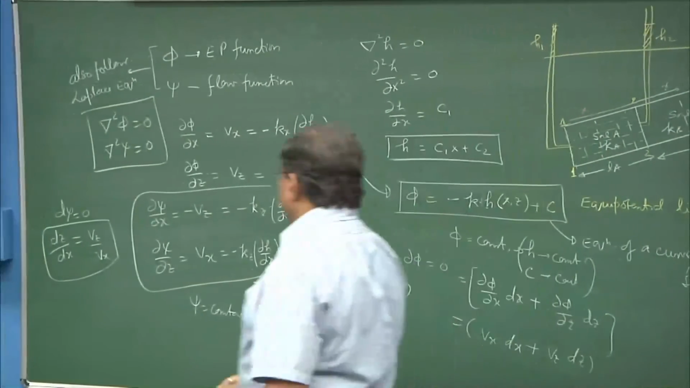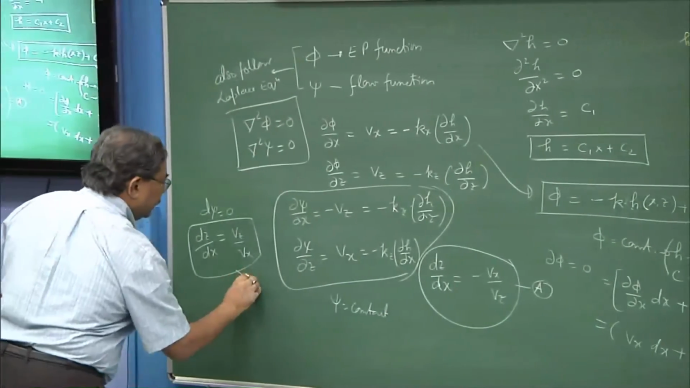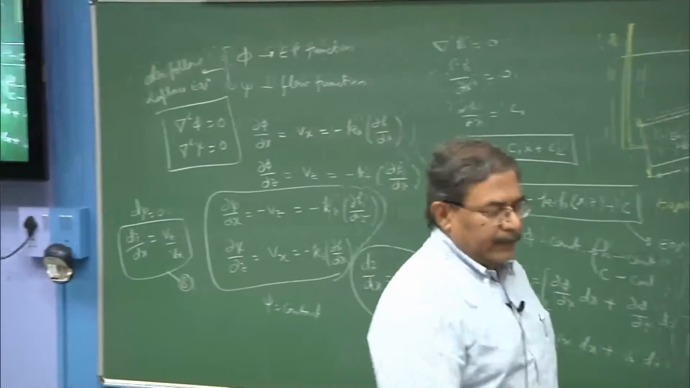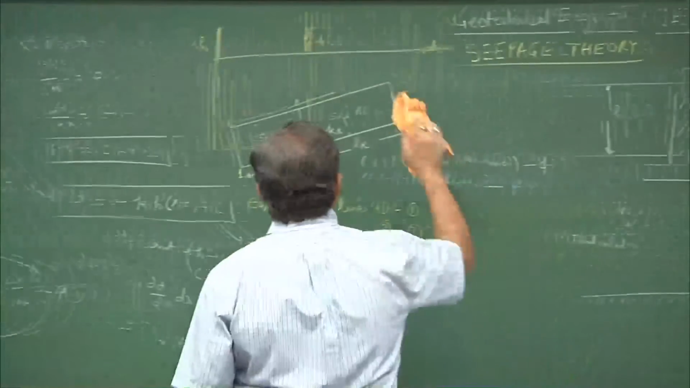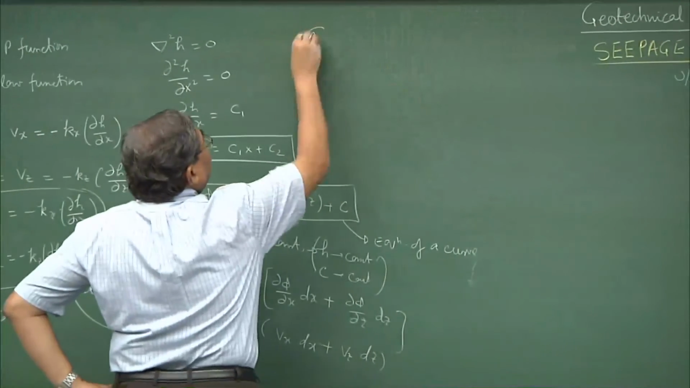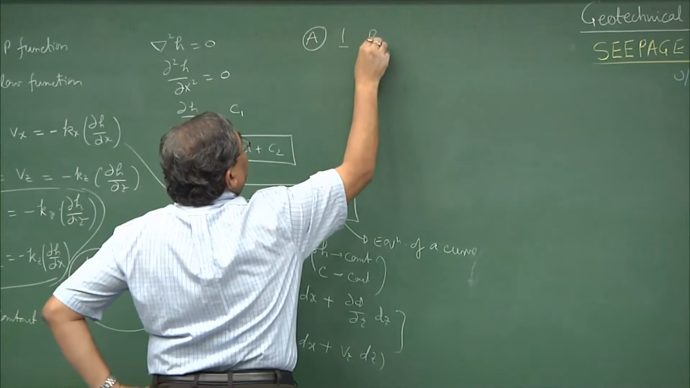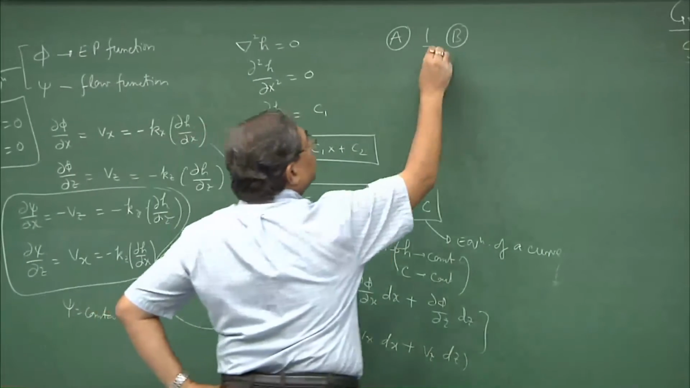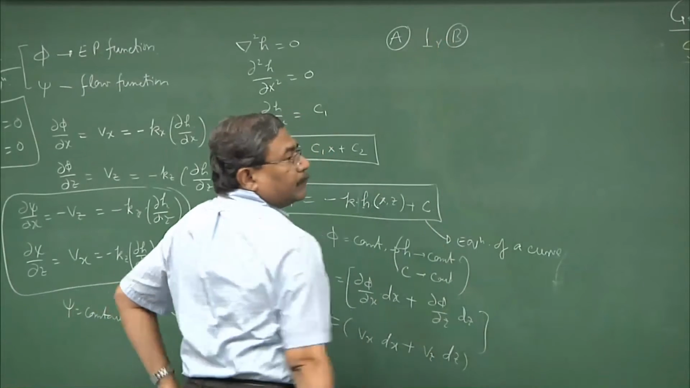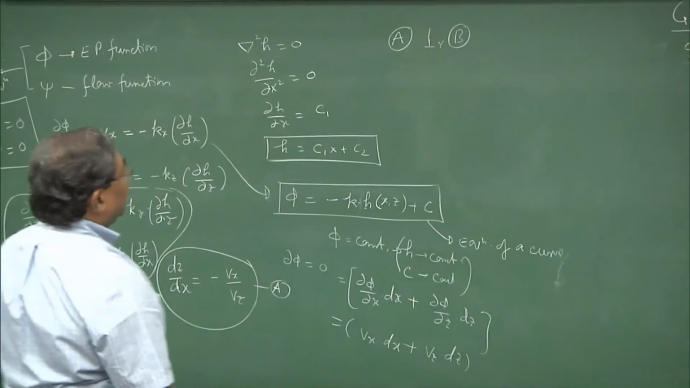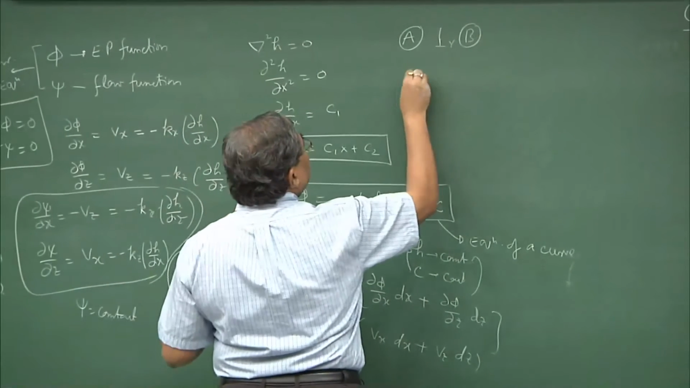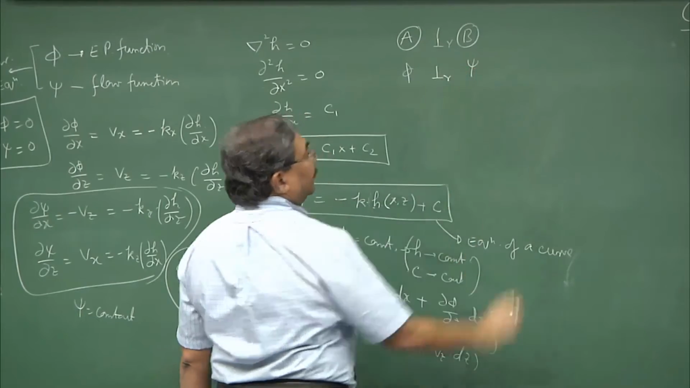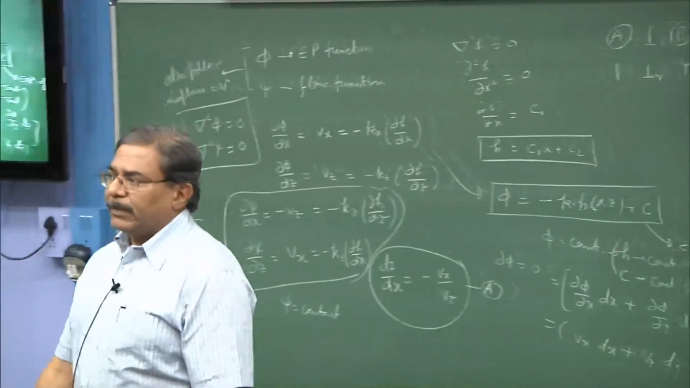Now, if I designate this as B, you can make out that A is perpendicular to B. So, A is perpendicular to B. Is this part okay? Now, A happens to be an equipotential line. So, an equipotential line is always perpendicular to the flow line. This is what we have derived.